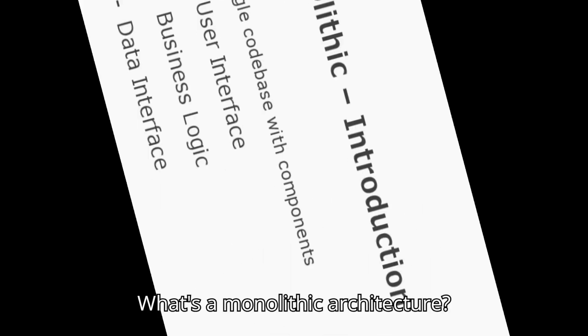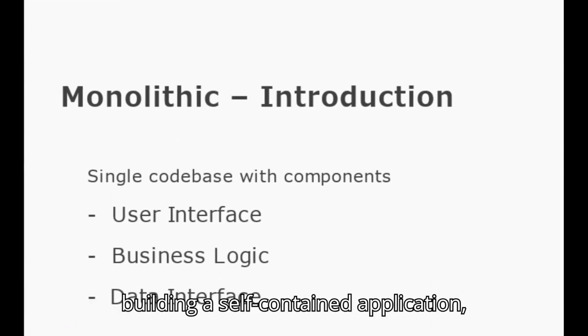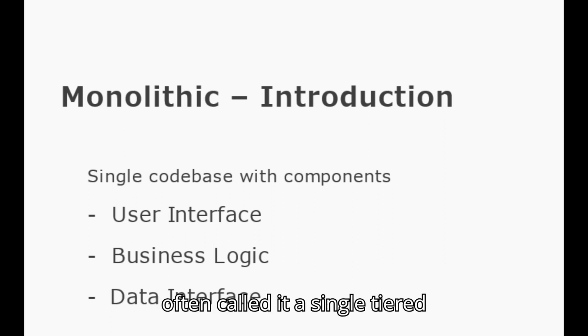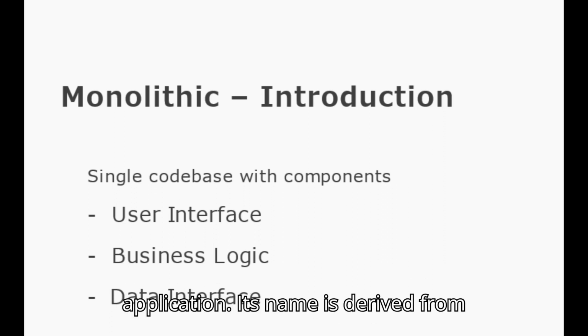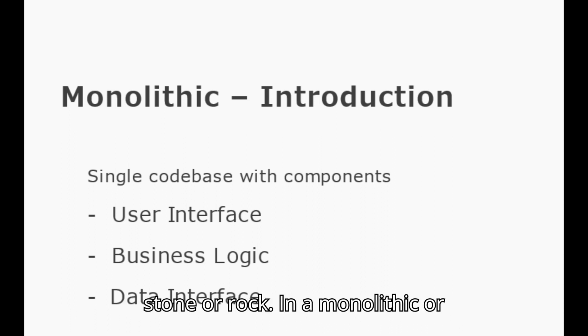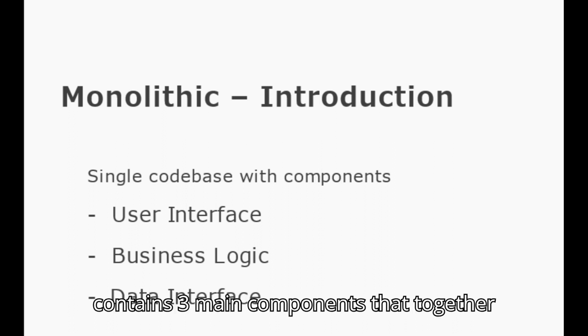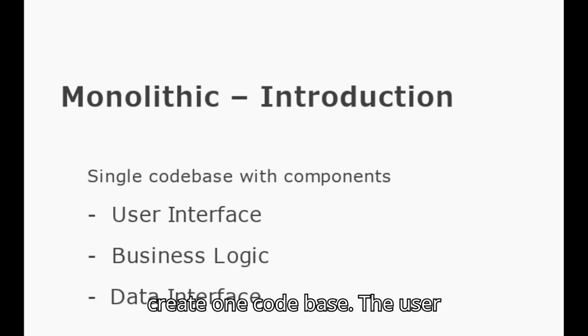What's a monolithic architecture? Monolithic is the traditional approach to building a self-contained application, often called a single-tier application. Its name is derived from that of a monolith, a single massive stone or rock. In a monolithic or traditional architecture, the application contains three main components that together create one codebase.